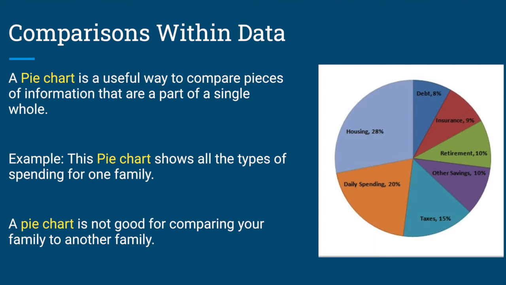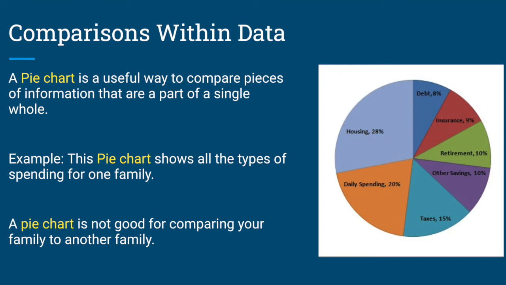In this example here, we see a pie chart showing the spending of one family. 28% is spent on housing, some spent on taxes, retirement, debt, insurance, all kinds of fun stuff. But all of that adds up to all of their spending. But that's one family's spending.